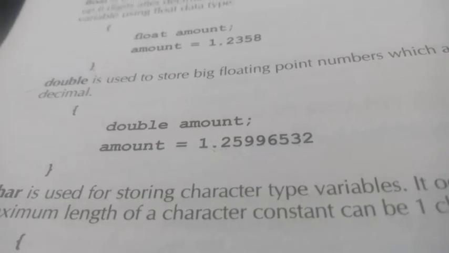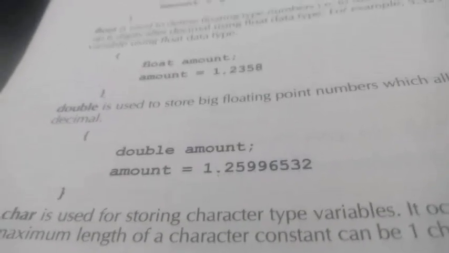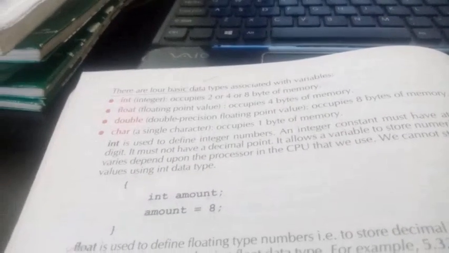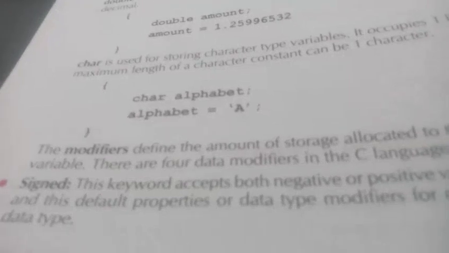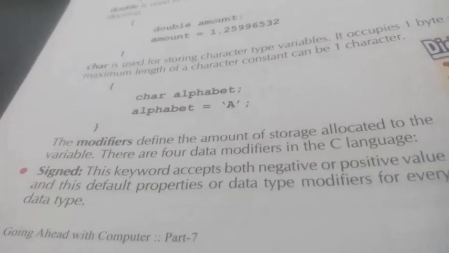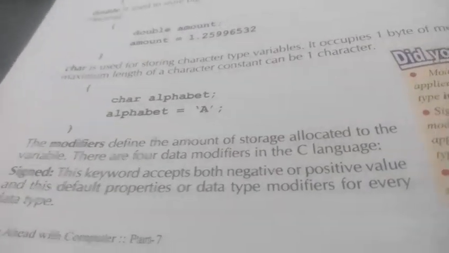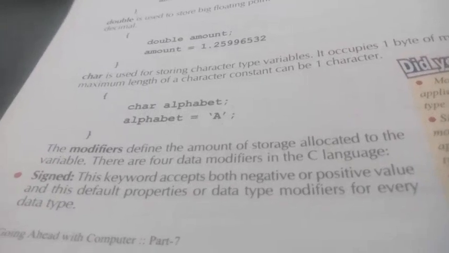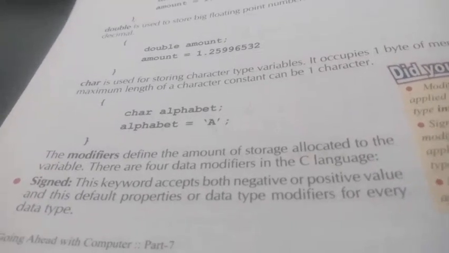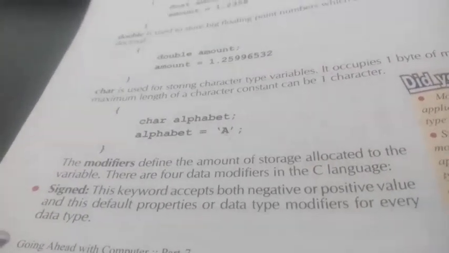Good morning students. In the previous class we discussed the data types. So here in basic we have four data types: int, float, double, char, and now we will move on to the modifiers. And what are the modifiers? The modifiers define the amount of storage allocated to the variable. There are four data modifiers in the C language.